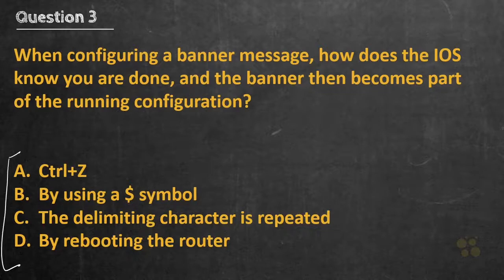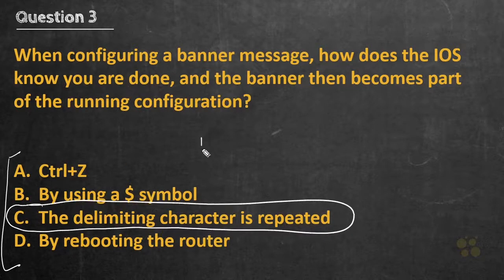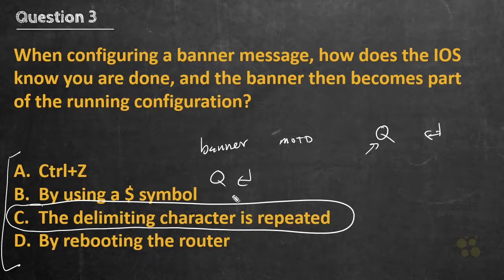Based on the training we've had up to this point and also the hands-on labs to reinforce it, it's this one, answer C right here. The delimiting character is repeated. So if we typed in banner, space, MOTD, and then we use the character of, let's use capital Q, pressed enter, then we start typing, blah, blah, blah, enter, enter, enter. And then once it sees that delimiting character again, the repeating of that Q, after we press enter, it knows, oh, he's done, and it takes everything up to that point as our new banner message.